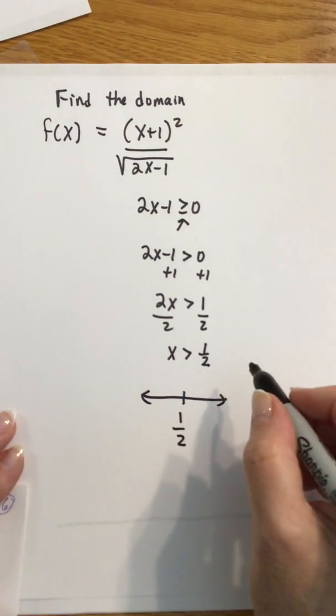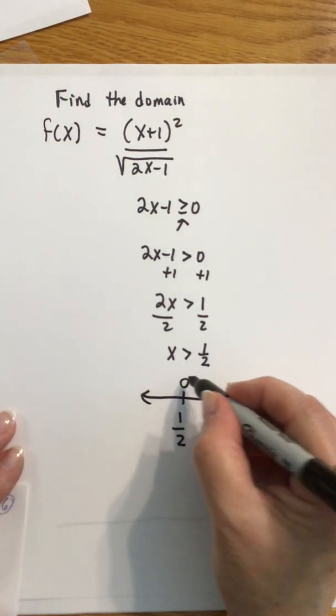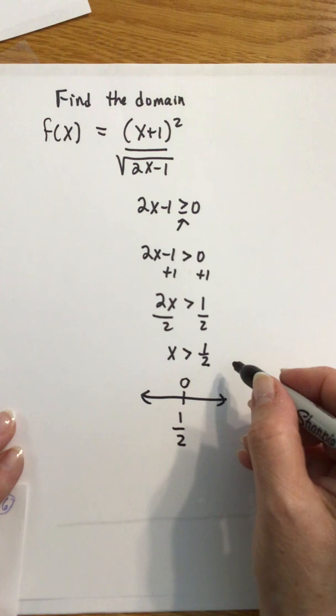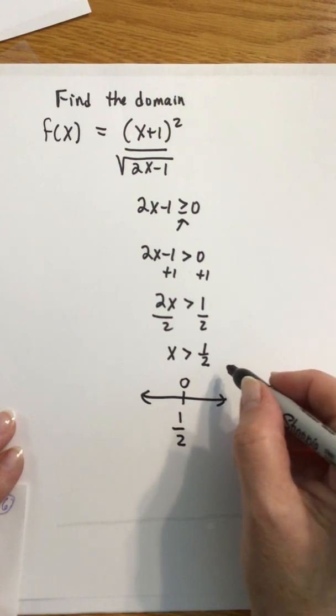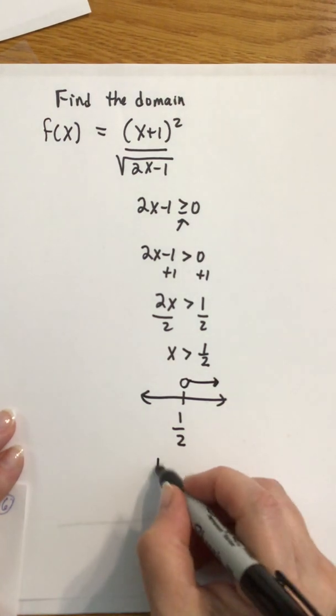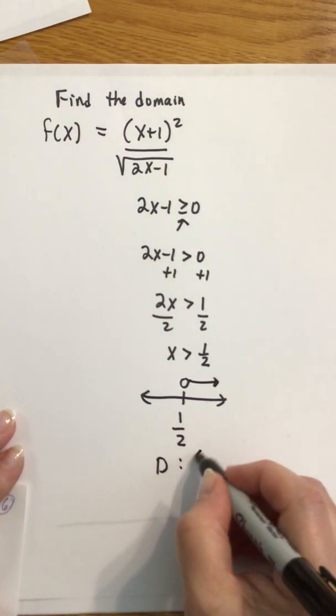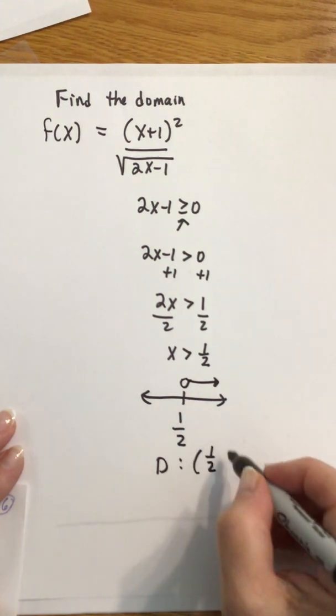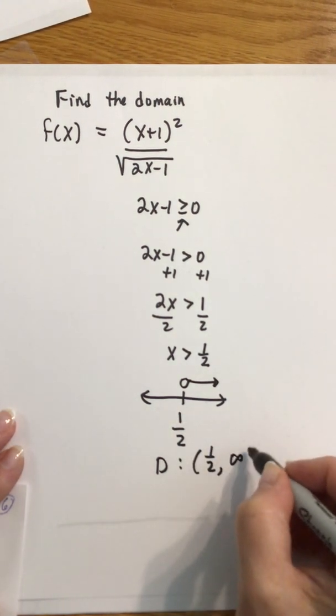So greater than, we know is going to be an open circle, because greater than or less than are open circles, and greater than or equal to and less than or equal to are closed in circles or filled in dots. Greater than means our arrow goes to the right. So our domain is parentheses 1/2, because an open circle, comma, infinity, parentheses.